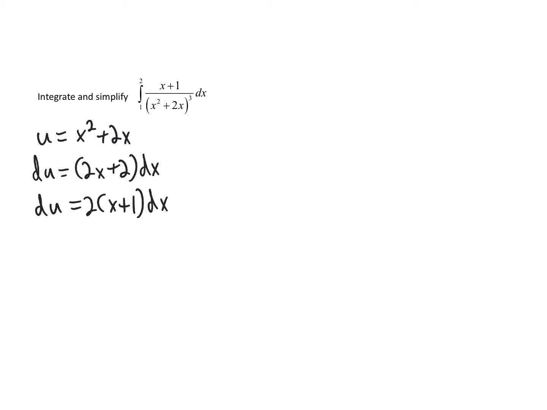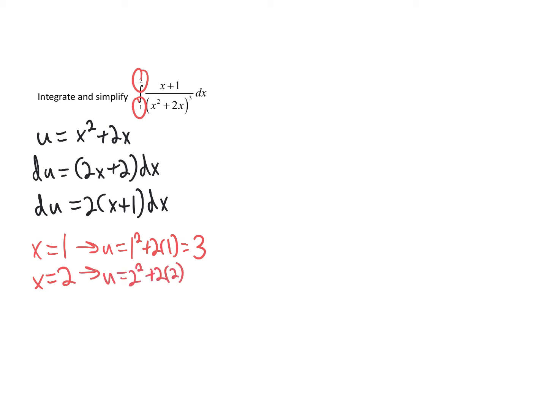But we're also going to have to change our limits of our integral. So we know x equals 1 is the first limit, so this would give us 1 squared plus 2, allowing u to be 3. When x equals 2, the upper limit, we get u to equal 8. So now let's start substituting things in.